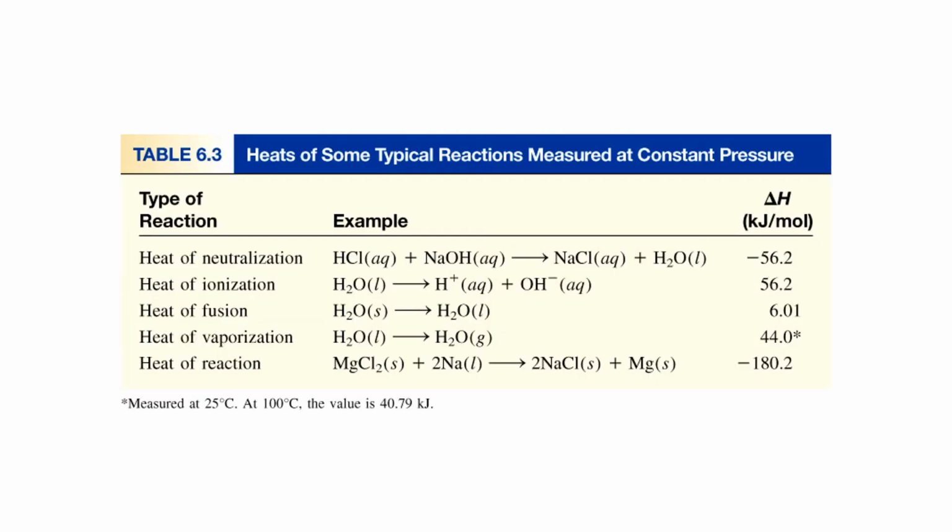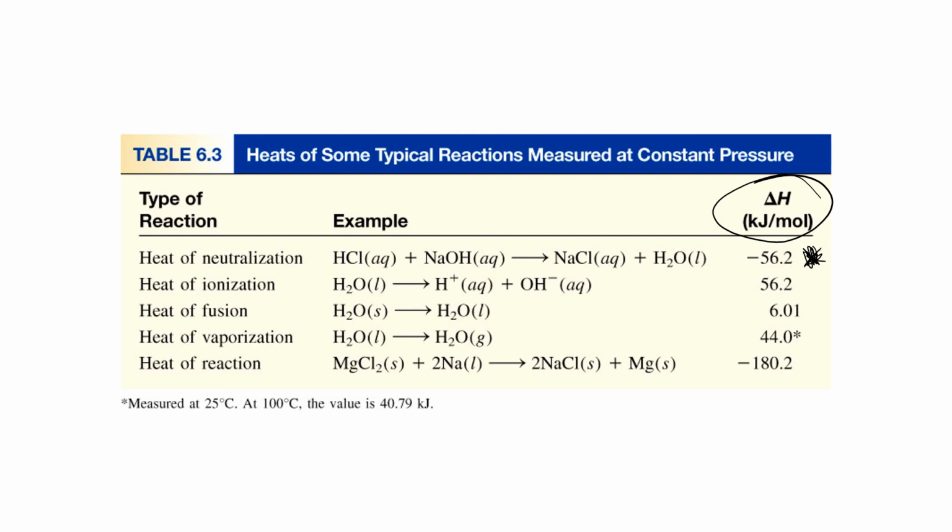And finally, this is a table for some heats of typical reactions measured at constant pressure. So we have delta H's in kilojoules per mole. That's what you'll find in tables. We have heat of neutralization. So that's a reaction between an acid and a base. It's exothermic for these two, for HCl and sodium hydroxide. Heat of ionization, an endothermic process, 56.2 is positive.